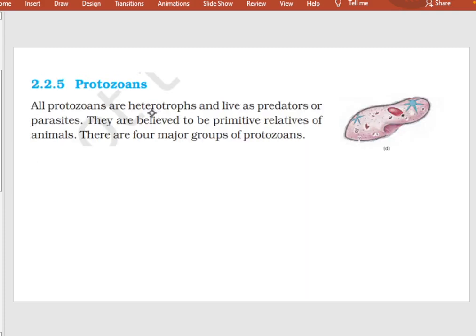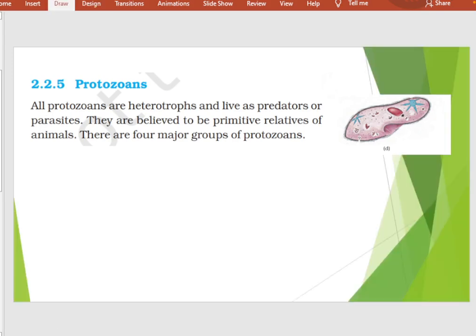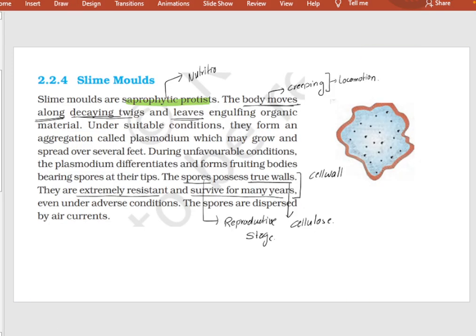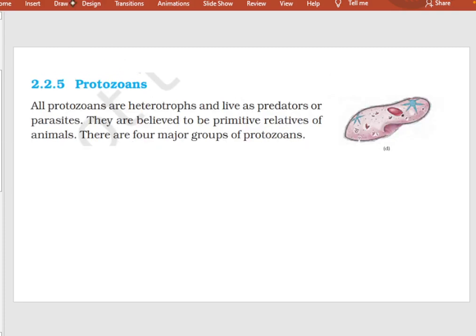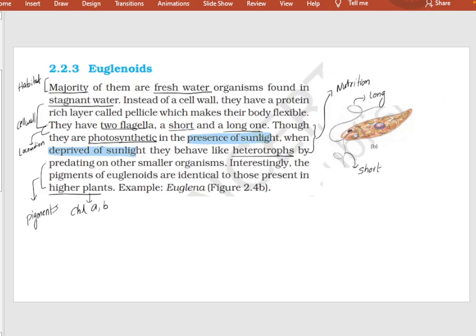What about these? This is also about heterotrophic nutrition. So they are also heterotrophs. Either they are predators or they are parasites. So this is about nutrition. Nutrition only, cleared everything.